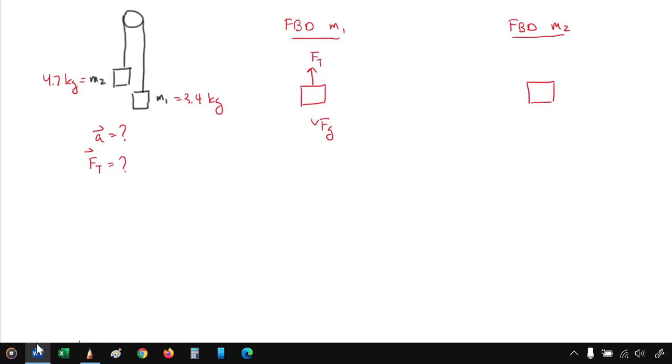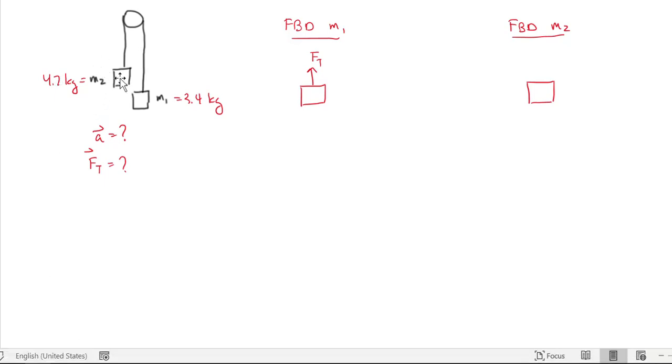Now in this case, to make it to scale, we look here, M2 is heavier. M3 is lighter. So if I look at this, we should see that M1 is going to go flying up and M2 is going to be pulling down. So that's what we should see happening.